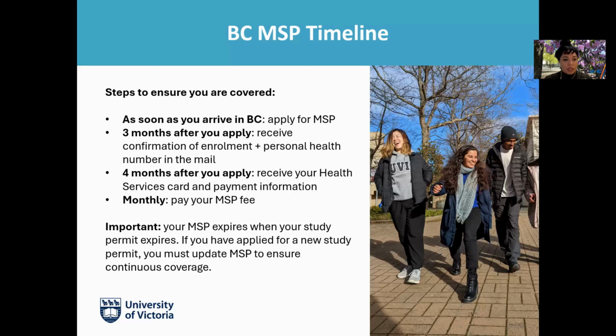You are then going to, on a monthly basis, pay your $75 fee. It's really important that you keep up on your payments, just so you stay in good standing, so that you don't do anything to compromise your coverage, because it's really important that you can access medical care when you need to. I will flag that it's important for you to know that your MSP expires when your study permit expires. So if you applied for a new study permit, you must update MSP in order to ensure continuous coverage. That applies to students who are just waiting for their study permit, or it's been approved and you're just waiting to receive it. It is very important that you keep MSP up to date, and you can do that by phone and by submitting an account update change online.